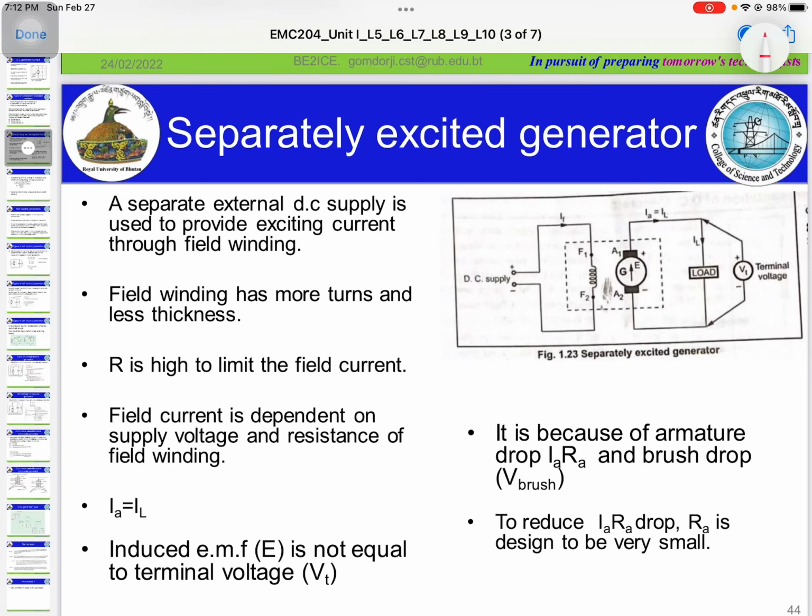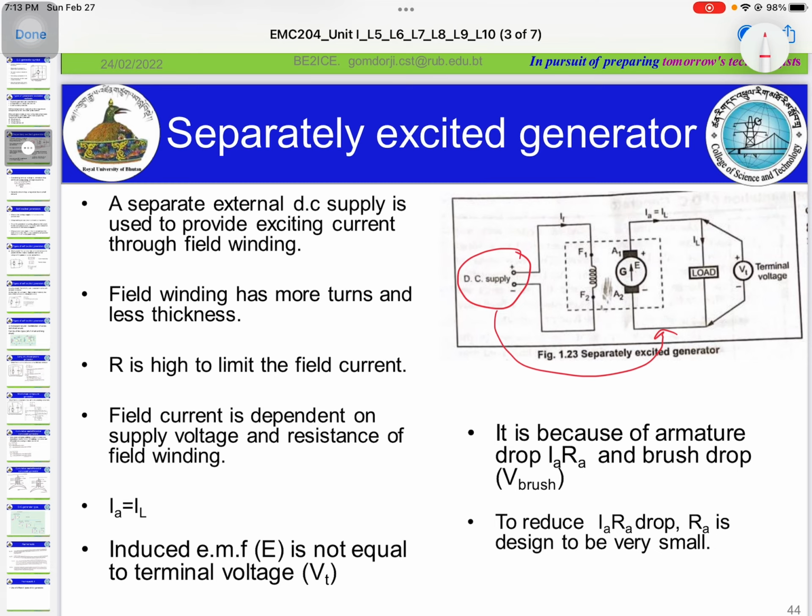In this video, I'm going to discuss the separately excited DC generator. This is also one of the classifications of the DC generator based upon the field excitation. The separately excited DC generator is the generator whose field magnets are energized by an independent external source of DC current. It says that a separate external DC supply is used to provide exciting current through the field winding. See, in this case, this source is separate from the armature winding here.